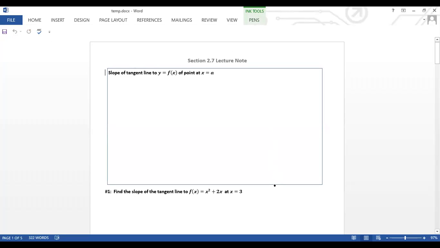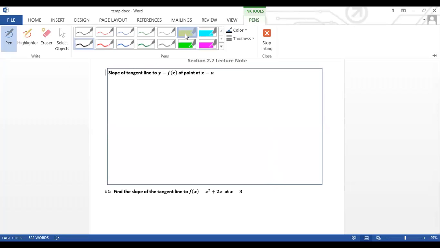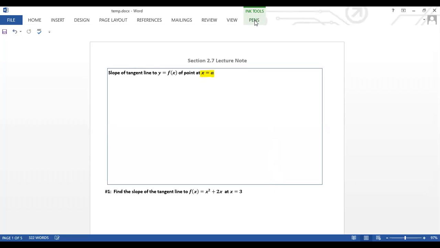So the first thing here, we want to define the slope of a tangent line when x equals a special value a. In order to do this, let me draw a graph, because I think that would be easier for people to understand. Okay, so this is my function, f of x.